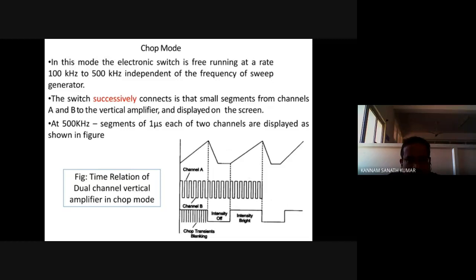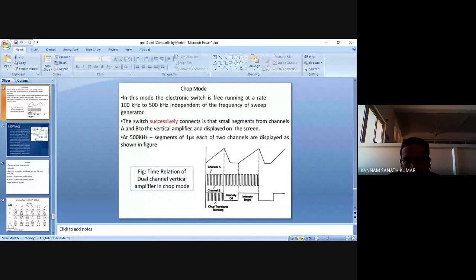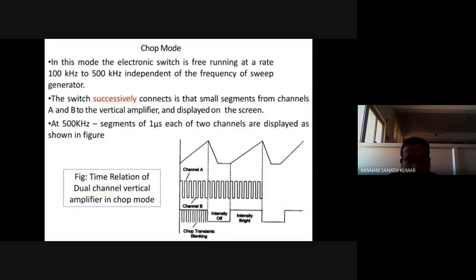Our electronic switch is successively connected to small segments of the channels. During the small segments, channel A is selected and then channel B is selected, alternately, between the sweep circuit. The time period is 1 microsecond between each channel, channel A and channel B. So between the 1 microseconds, it will be switched between channel A and channel B. This waveform shows the chop mode.